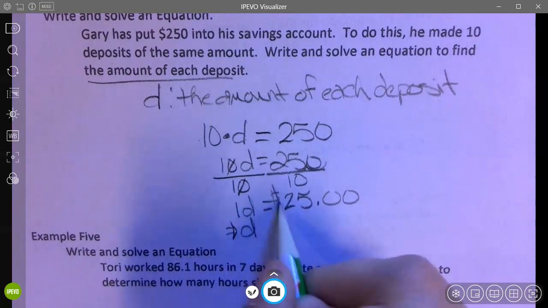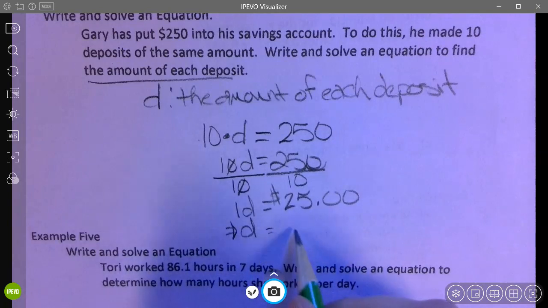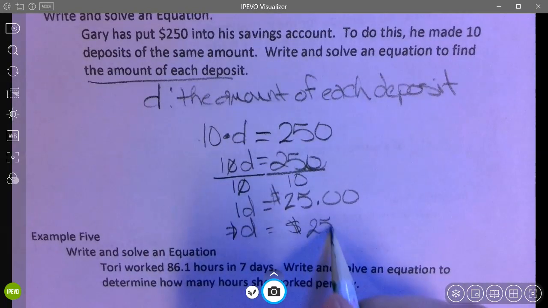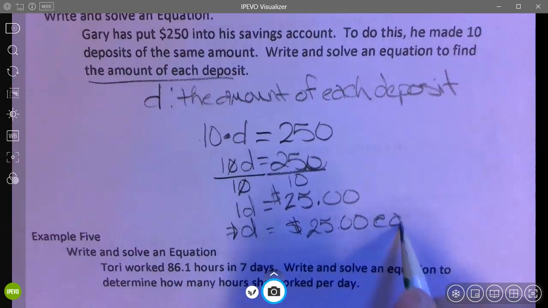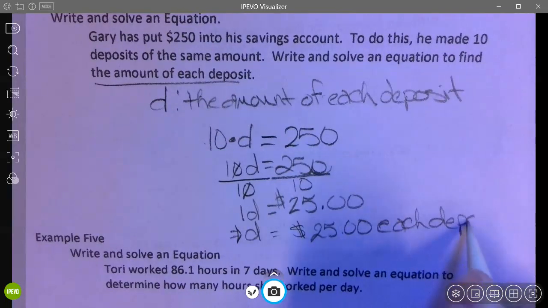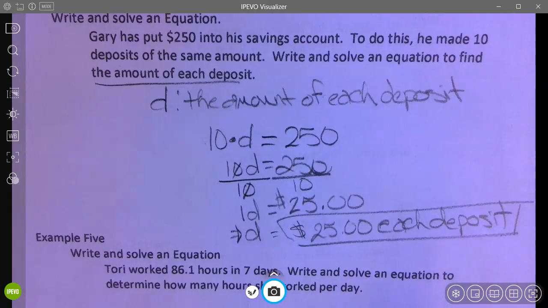So how much did he deposit every day? He deposited $25. So I'm going to write $25 each deposit. And then that is my final answer.